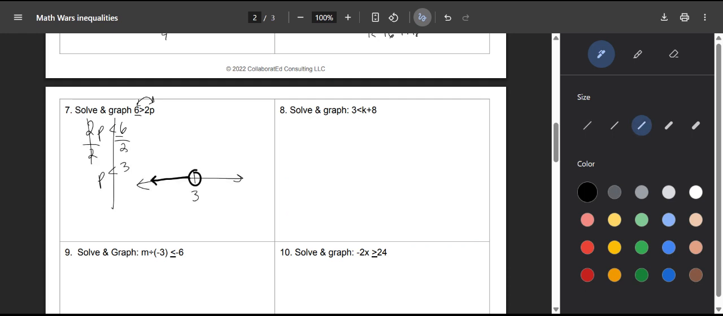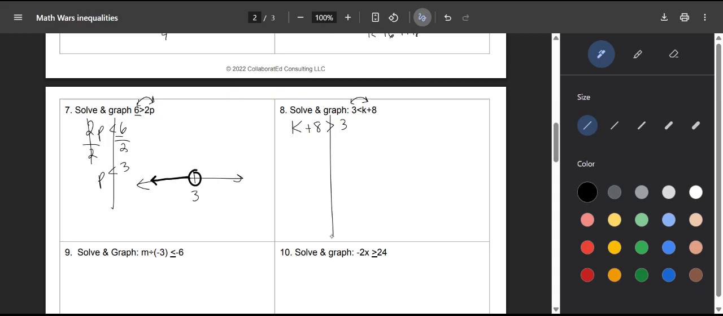When you solve that out, you end up with p is less than 3, so on our number line, that is an open circle, and we shade everything to the left of 3. Our next problem does have the variable on the right again, so if you want to flip it, you can. That gets us k plus 8 is greater than 3. Notice that the side with the variable gets the open end.